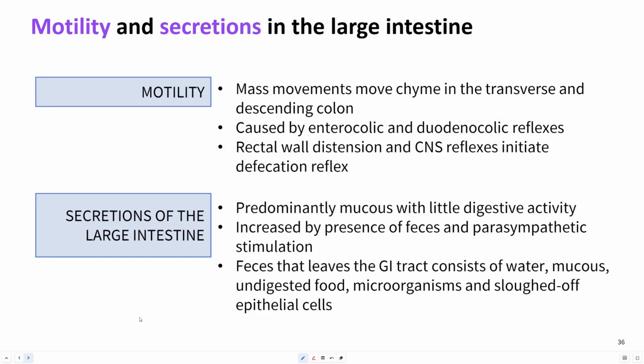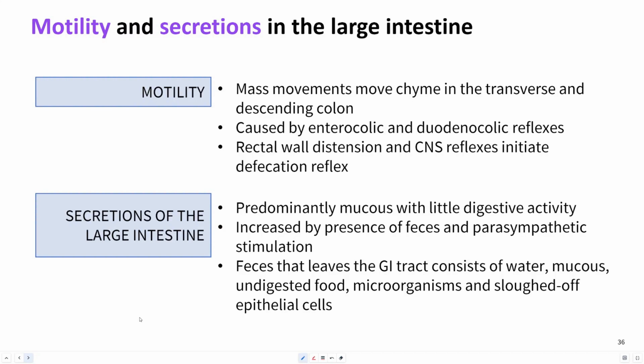Motility and secretions in the large intestine. The peristaltic movement, the haustral churning, and the mass movements of the taeniae coli propel the material through the GI tract. These key motility motions are caused by the enterocolic and duodenocolic reflexes, and this is triggered by the rectal wall being stretched or distended. Then the brain begins to initiate that defecation reflex. So the defecation reflex is initiated by the filling of the rectum, which results in increased nerve signals being transmitted along the parasympathetic motor neurons of the sigmoid colon and rectum.